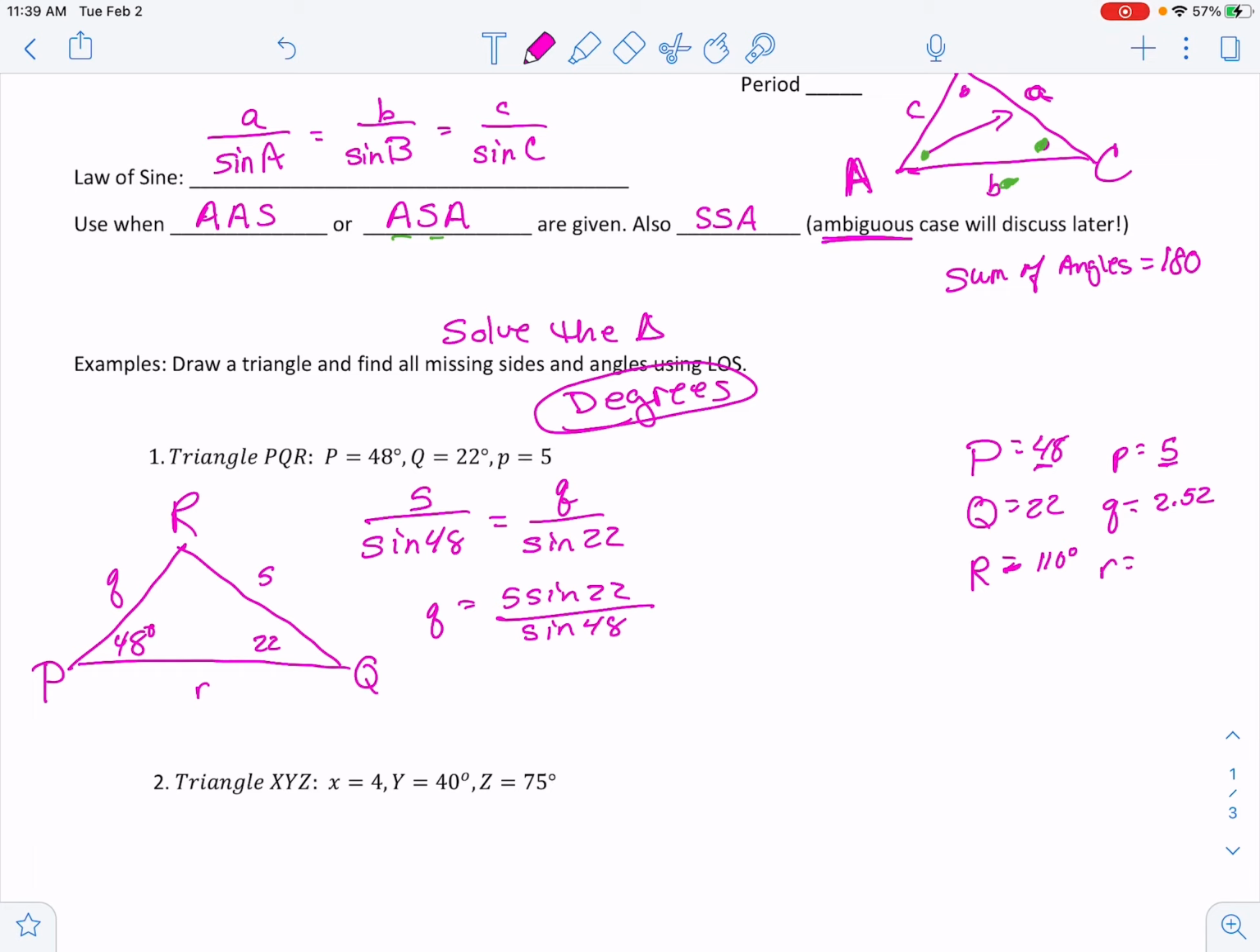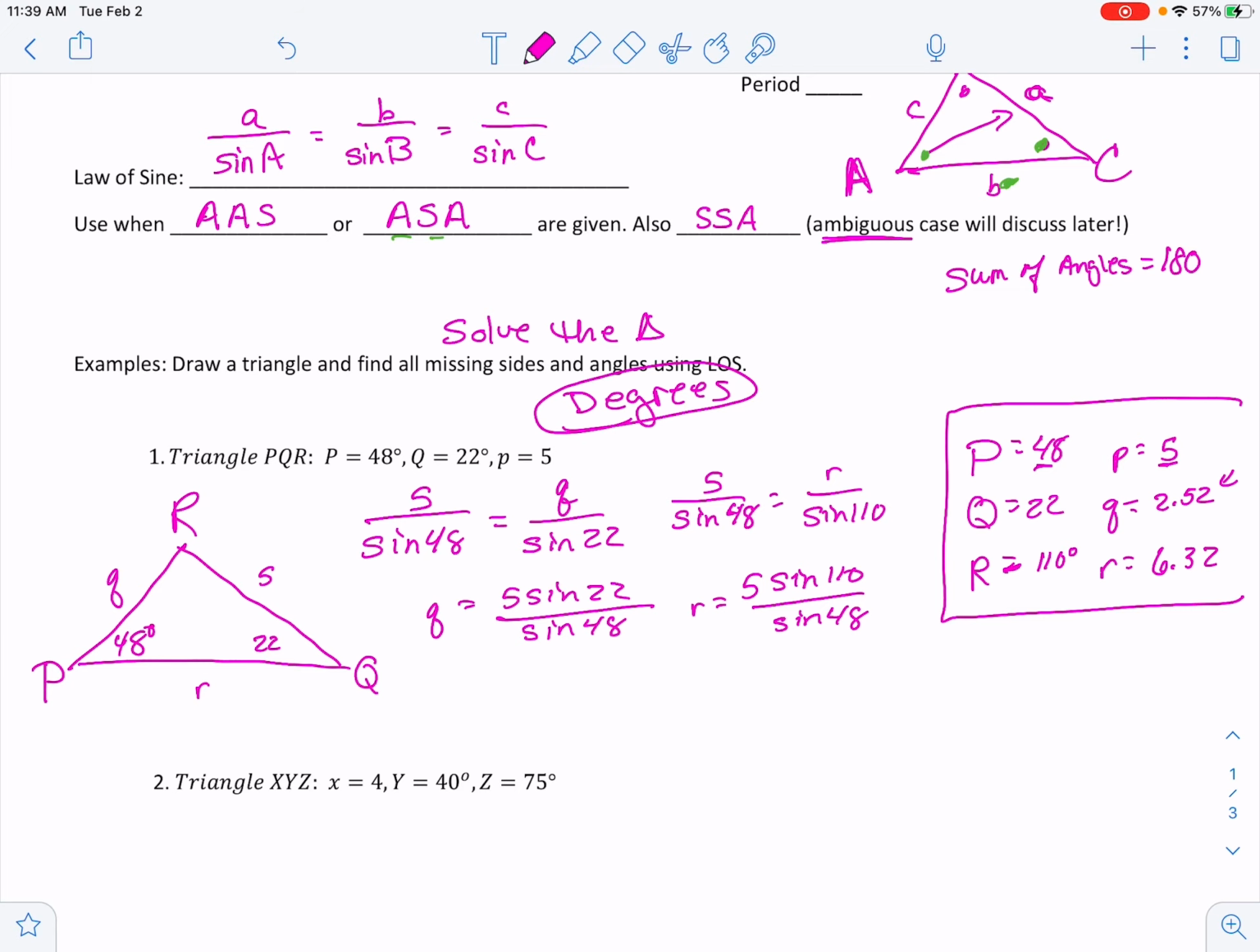Now set this up again. When I go back and set it up the second time, I use the data they gave me to begin with, because you have less rounding error. Okay, I could have used this, but you have rounding error, so I go back to the beginning. And so now I have R is equal to 5 times the sine of 110 divided by the sine of 48. When you do the math, you end up with 6.32. And I've now solved the triangle, which means I found all the sides and all the angles.